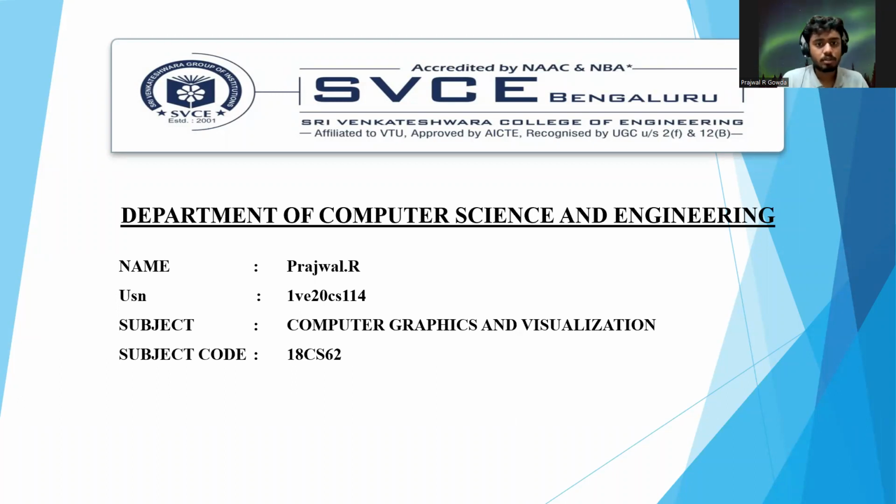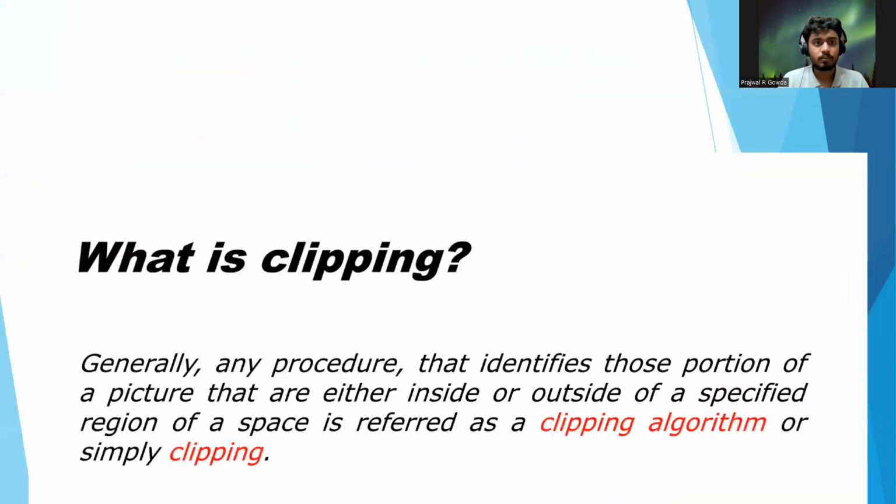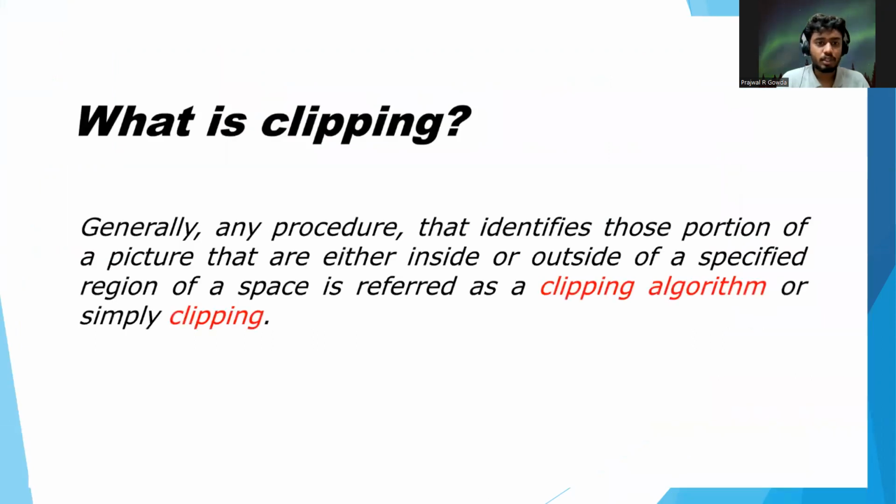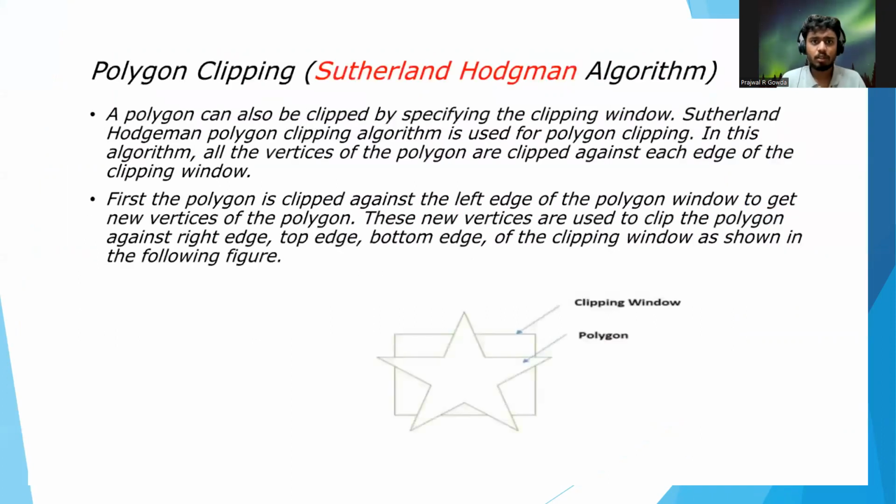Today, we are going to discuss clipping. What is clipping? Generally, any procedure that identifies those portions of a picture that are either inside or outside of a specific region of space is referred to as a clipping algorithm, or simply clipping. Polygon clipping: Sutherland Hodgman algorithm.